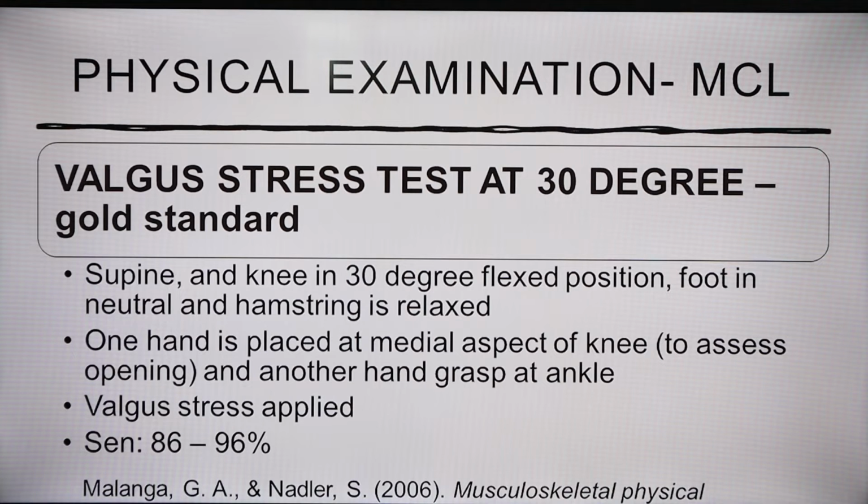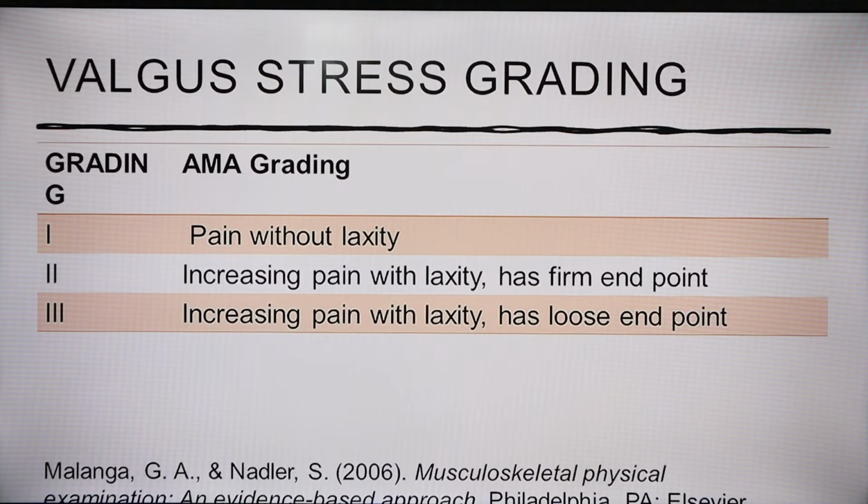Physical examination, well, valgus stress test at 30 degrees is still the gold standard, where you ask the patient to lie supine, flex the knee 30 degrees, foot in neutral where your second metatarsal should face upward, and hamstring is relaxed. One hand is placed at the medial side, one hand is placed at the ankle, and you perform the valgus stress test. It has a sensitivity of 86 to 96%. And this is the grading by Malanga. If you have pain without laxity, it is grade 1. Firm endpoint is grade 2, and loose endpoint is grade 3.